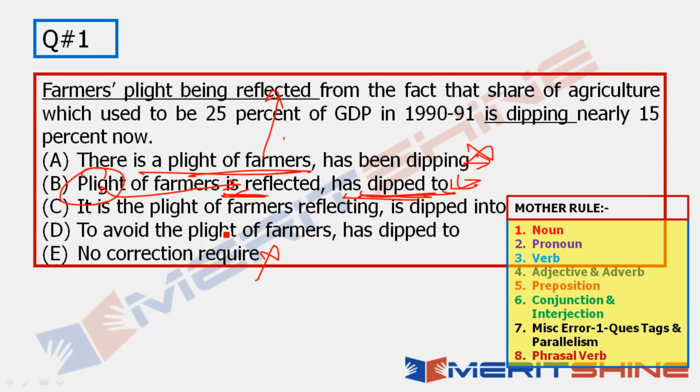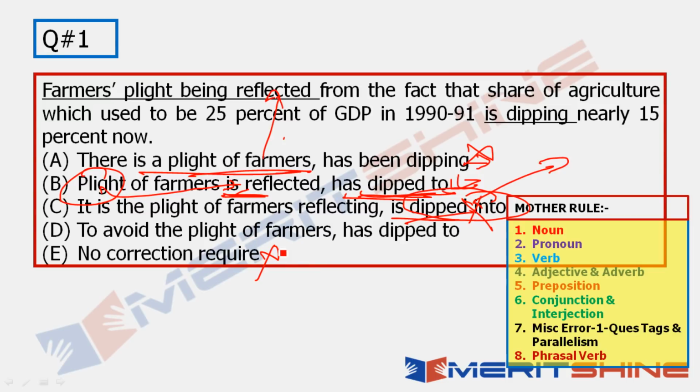It is the plight of farmers reflecting from the fact that share of agriculture is dipped into. Is it pakora that has to be dipped into sauce? Dipped into is used when we dip something literally into it. So this is eliminated.